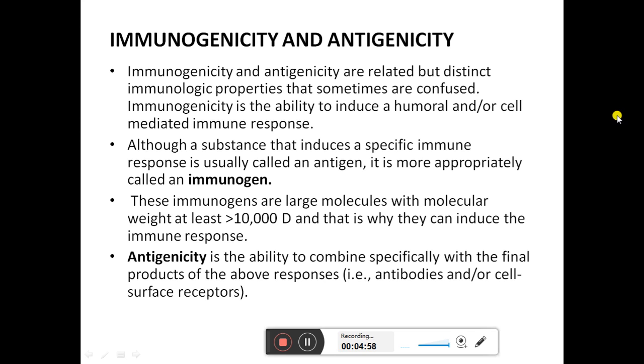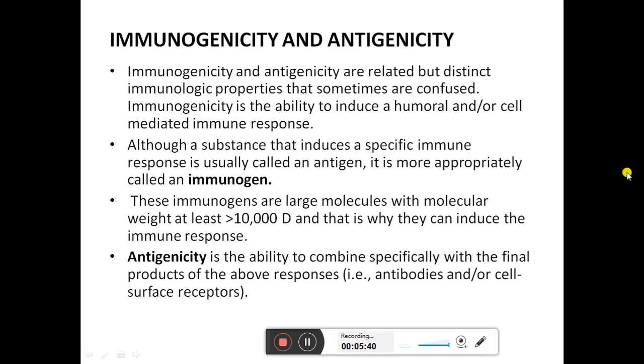The next topic is the immunogenicity and antigenicity. The immunogenicity and antigenicity are related but distinct immunological properties that sometimes are confused. Immunogenicity is the ability to induce a humoral or cell-mediated immune response. Although a substance that induces a specific immune response is called an antigen, it is more appropriately called an immunogen. These immunogens are large molecules with molecular weight at least more than 10,000 Dalton, and that is why they can induce the immune response.